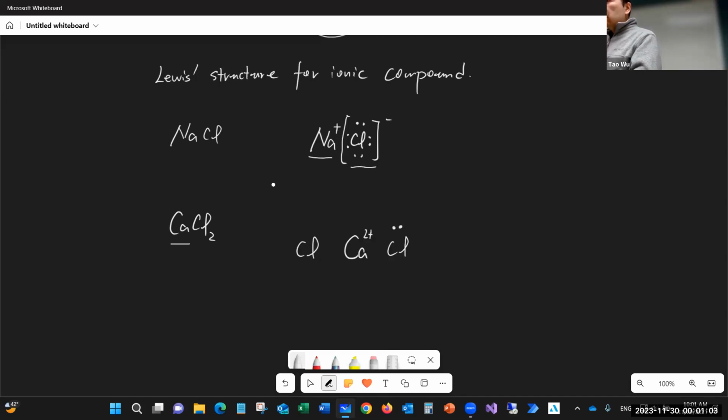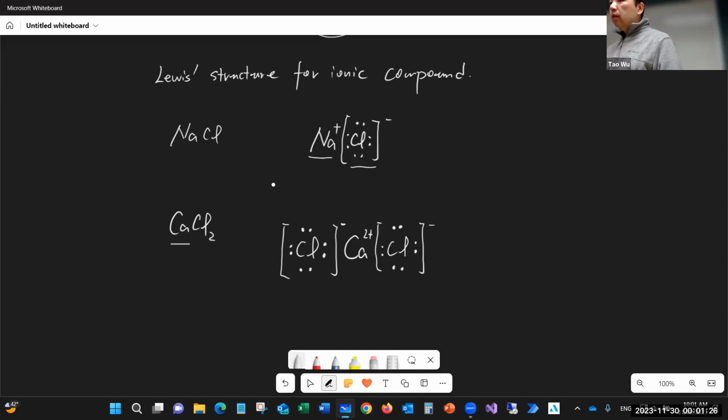And the chloride is this, and this chloride is this. That's it. That's going to be the Lewis structure for calcium chloride.